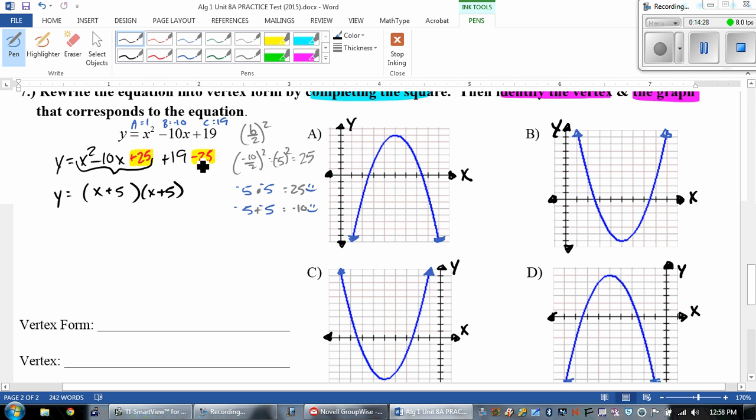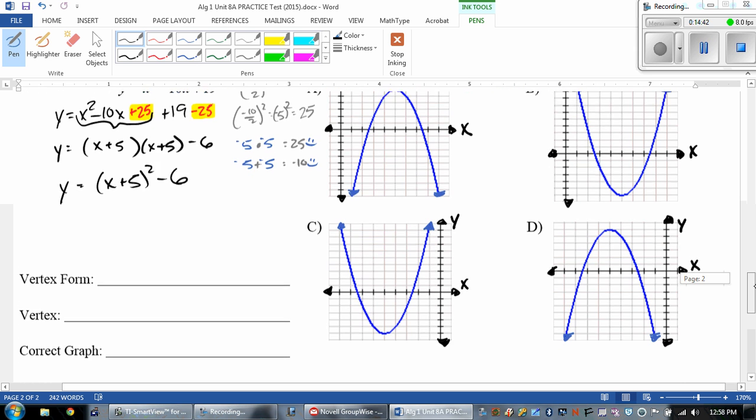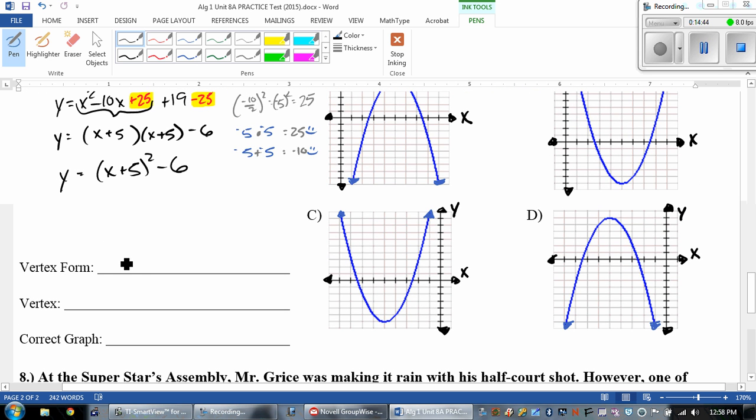And then 19 minus 25 is -6. So then we go y equals x plus 5 squared minus 6. And now I am in vertex form. Okay? So our vertex form is y equals x plus 5 squared minus 6. For our vertex, remember that we take the opposite of what's inside, and then the rest stays the same.